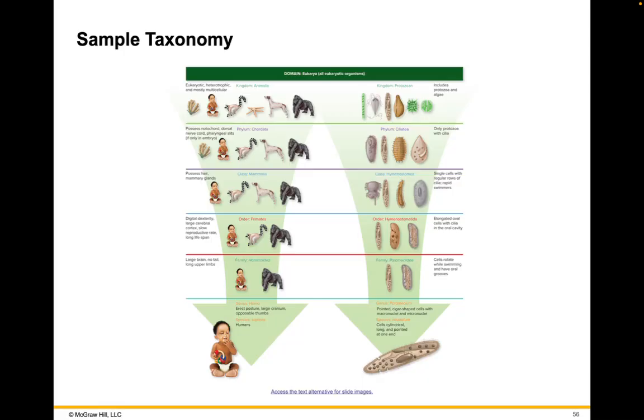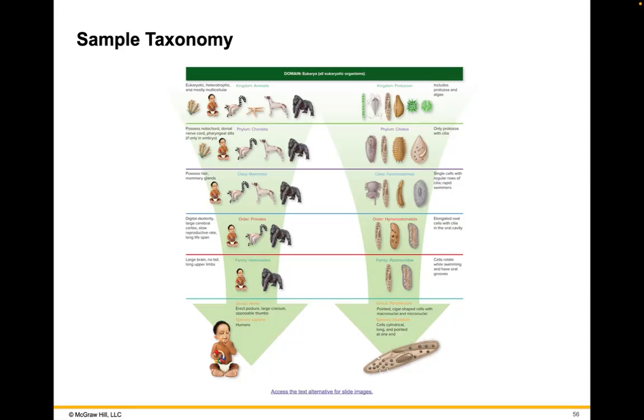And so we belong to the order Primates along with the lemur and the big gorilla. All primates have digital dexterity, meaning they can move their thumb around. They have large cerebral cortex. They have a slower reproductive rate, a longer lifespan, and forward-facing eyes. I'm surprised that's not written.